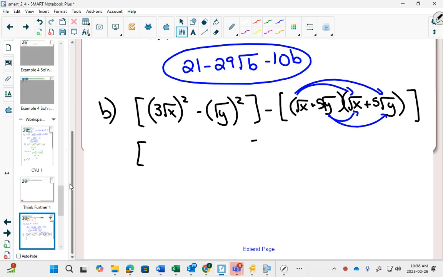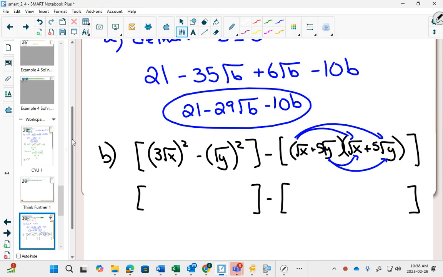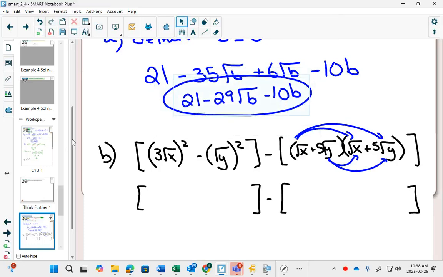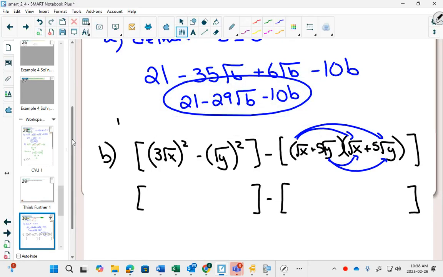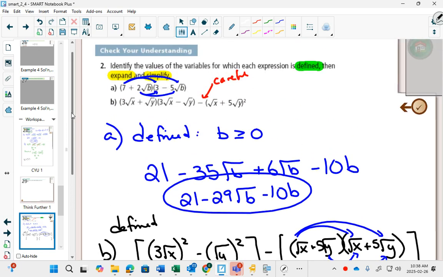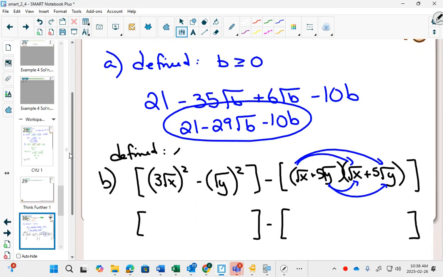So I'm going to do inside of these square brackets as much as I can first, and then worry about the subtraction afterwards. So this is going to be, oh, we never did define. Maybe I will shift this up a little bit and add that in. Do we have any square roots in B? We do. We have square root of x and square root of y. Can you see that it's only defined when x is positive and when y is positive?